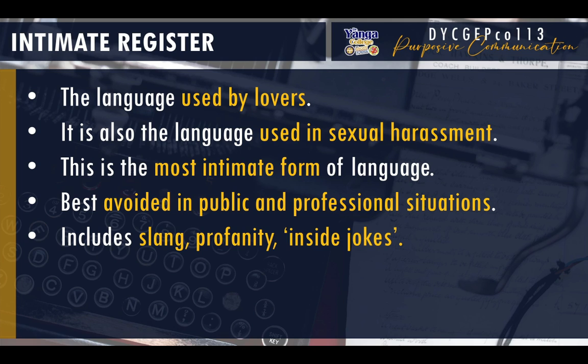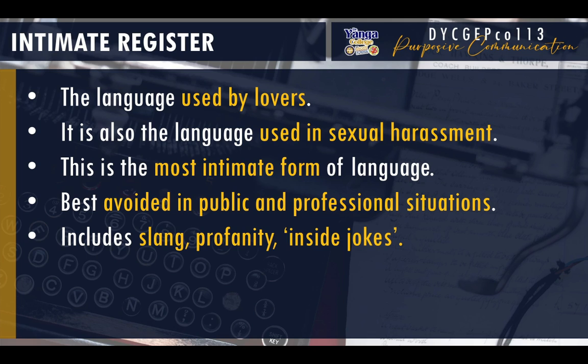Kumbaga, kung may magjowang mag-uusap sa ganitong paraan, okay lang, acceptable siya because they are in a relationship. They have romance between them. But if someone not connected to you romantically is using the intimate register to you, it's offensive. Okay? It will be a harassment. Para siyang sexual assault. Ganun. This is the most intimate form of language kasi nga, it is used by lovers.